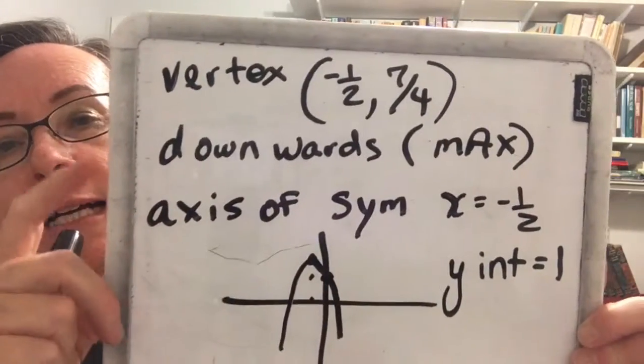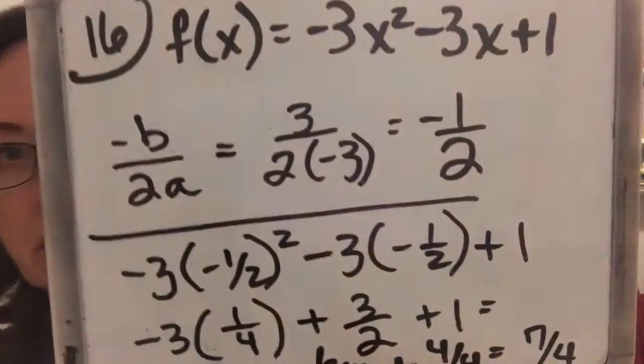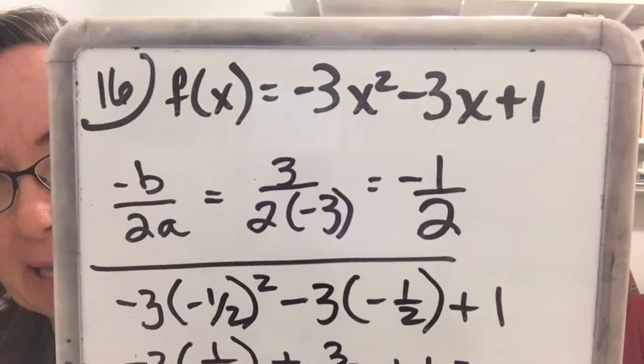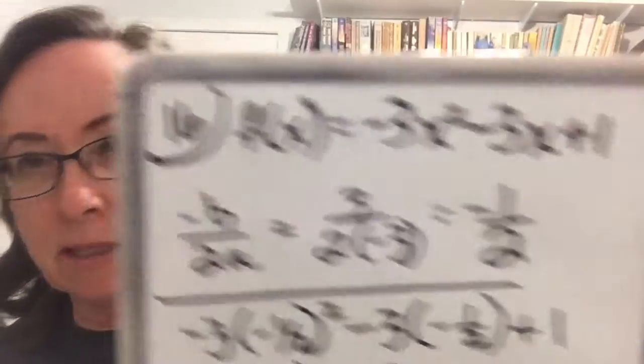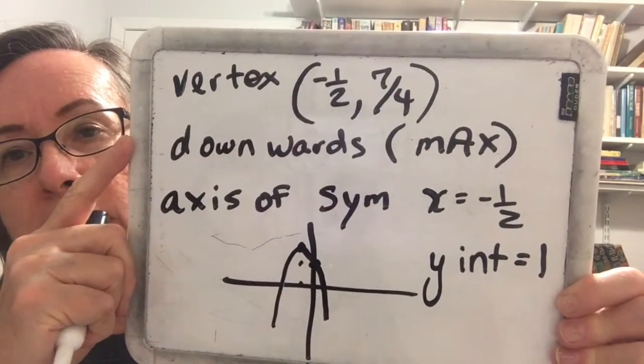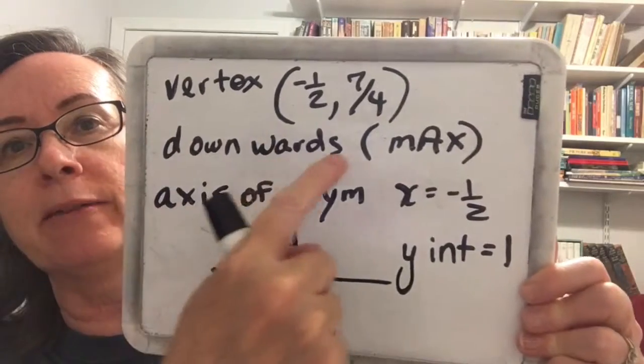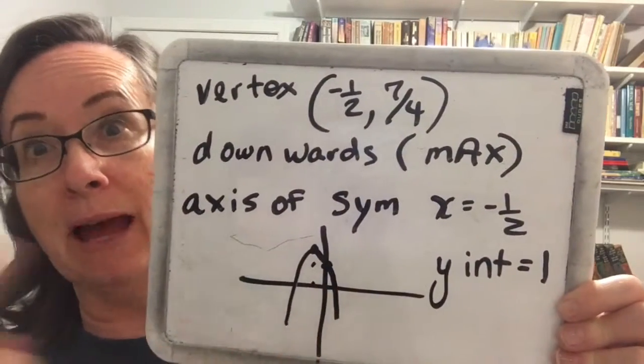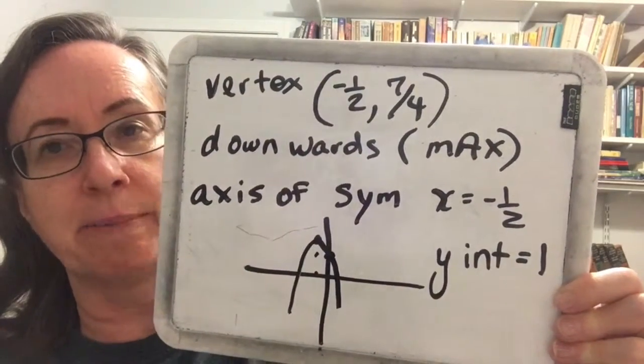So there's my vertex. It is facing downwards. Notice that my original up here at the top had negative 3x squared. So since the quadratic term was negative, I know that my graph is facing downward, a downward facing parabola. Therefore, the vertex is a maximum because it's the hill, the top of the hill.